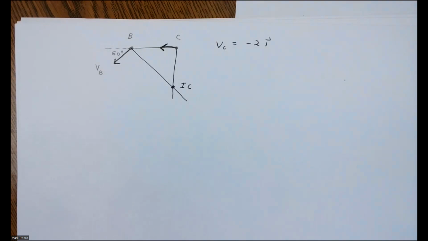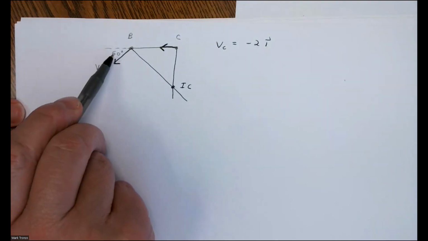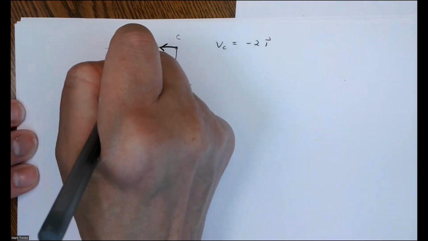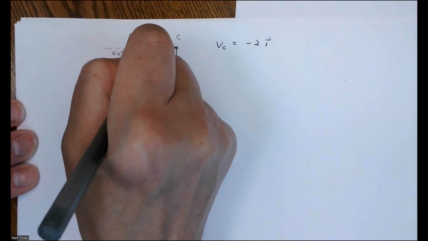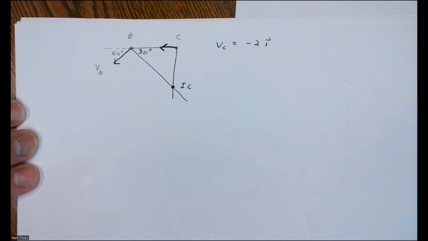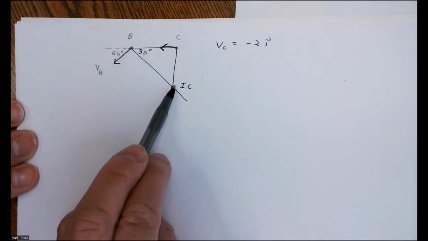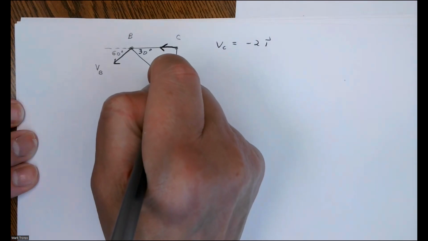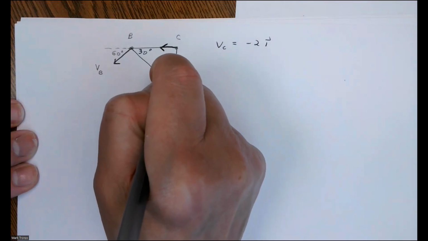And now over here, since this was 60 and this is 90 degrees, this has to be 30 degrees. And so once again, looking at our little triangle here, if this is 90 degrees and that's 30, this has to be 60, like this.